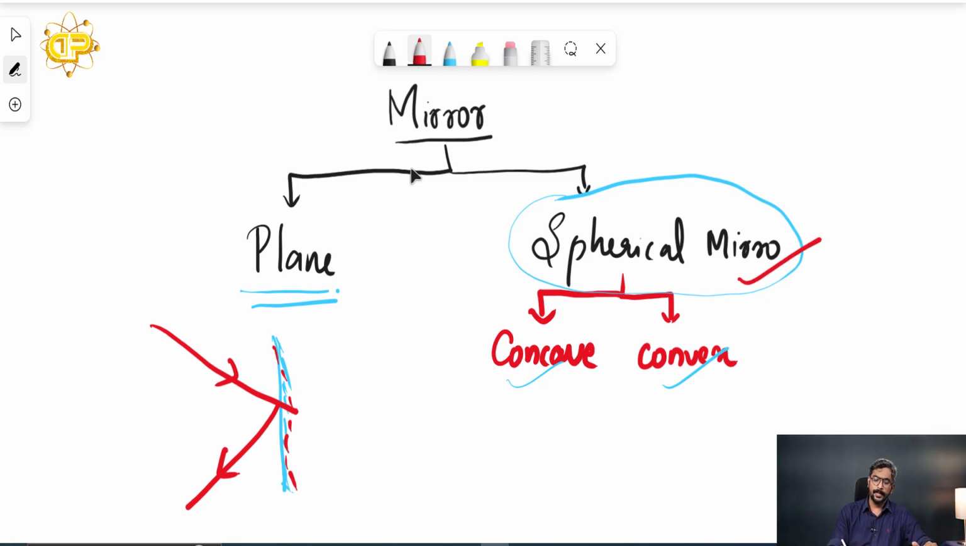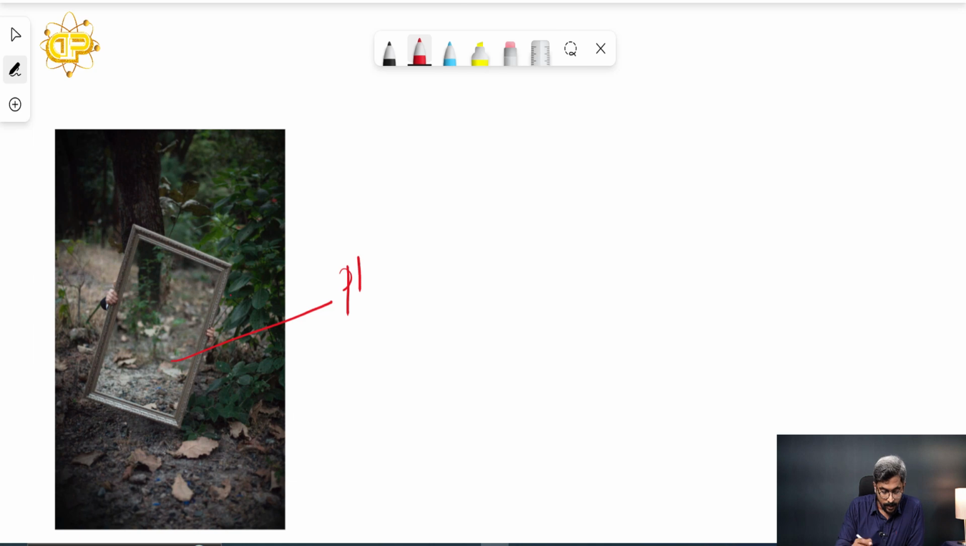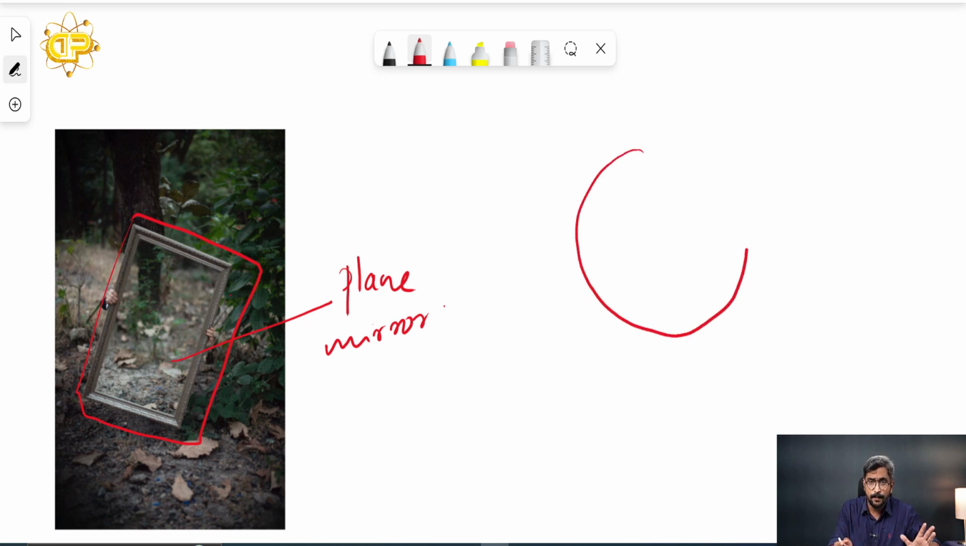Now the next thing is the spherical mirror. What is a spherical mirror? You can see that this is a plane mirror, and the shape is purely flat. Just imagine that instead of that flat surface, you have a sphere in your hands. The sphere is transparent.